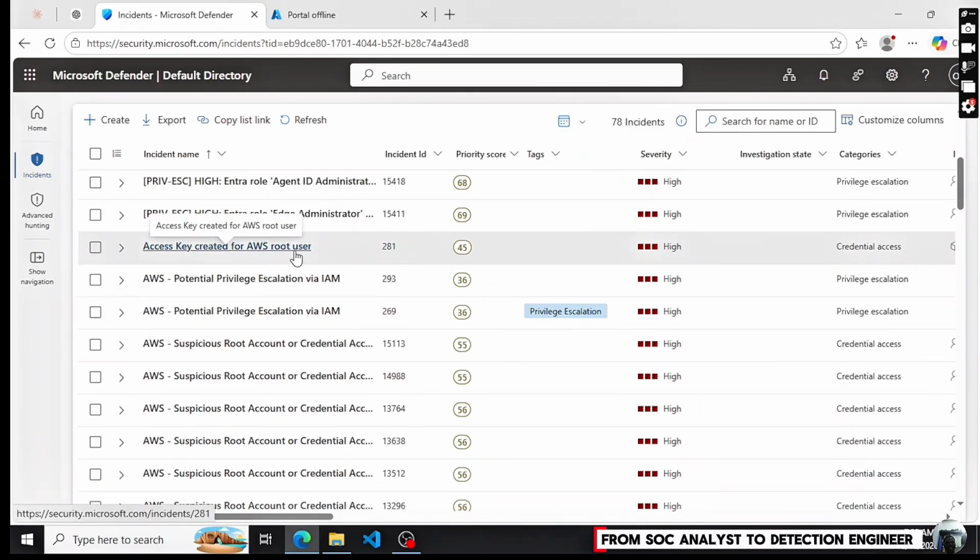So in a nutshell, an alert is a security signal that tells us that something suspicious has happened. An incident is the one that correlates and combines all those alerts into a single format. So that's just the difference between alert and incident. I hope that is clear.